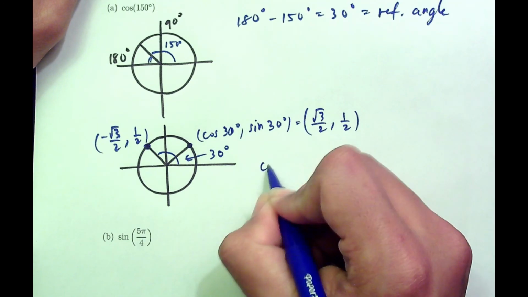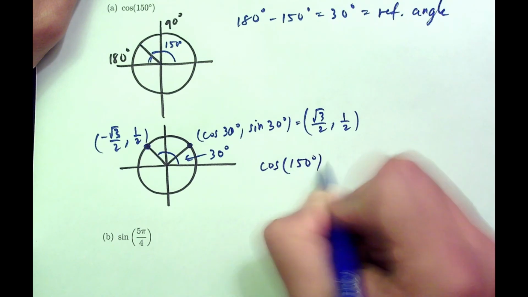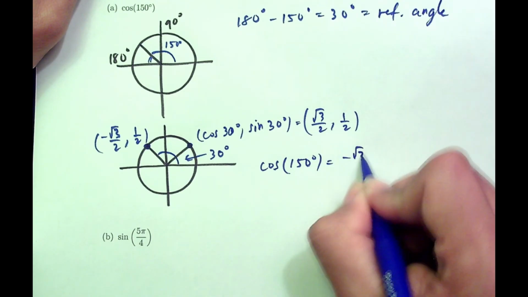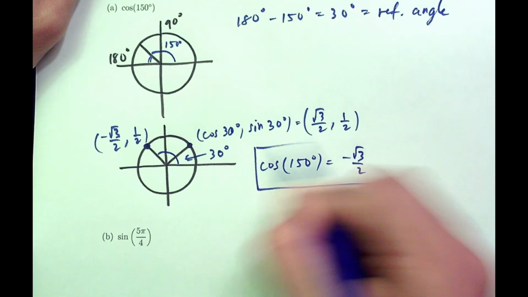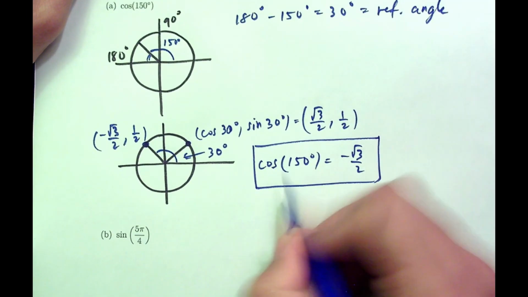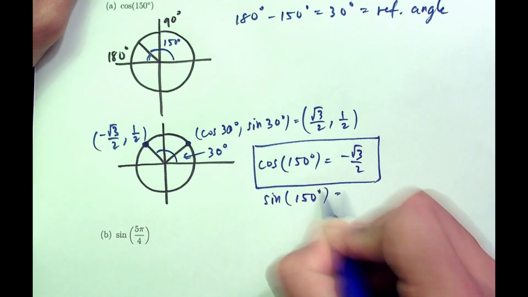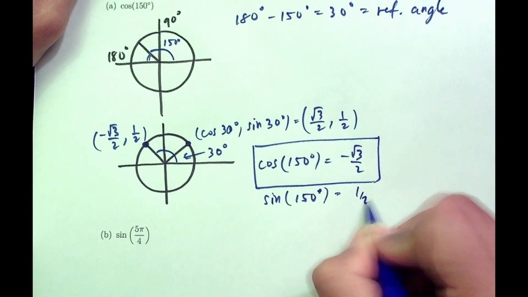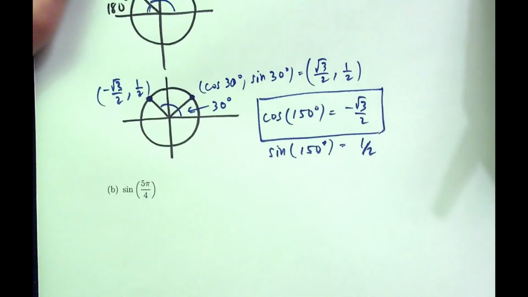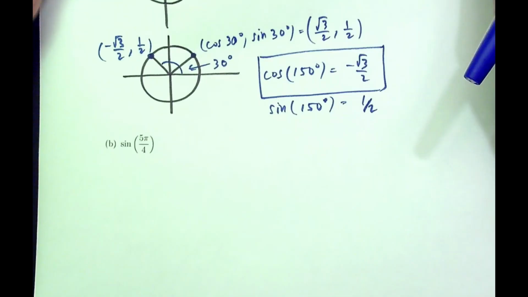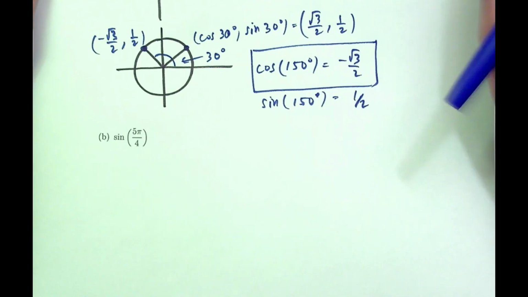So let's write that down. The cosine of 150 is negative square root of 3 over 2. This is what the question was. And even though they're not asking about this, let's write it down. The sine of 150 is actually a half. Okay, and now let's do the very last one.